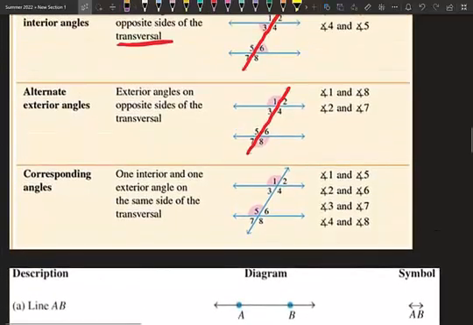Corresponding angles are 1 interior, 1 exterior on the same side of the transversal. So here's our transversal. And corresponding angles, do you notice our parallel lines in blue? They're like in the same position, top. If we want to do other ones, so that's 1 and 5. 2 and 6 are also corresponding, 3 and 7, and 4 and 8. So 4 and 8, you see how that's the bottom of the parallel line? Bottom of the parallel line. They're like in the same position.